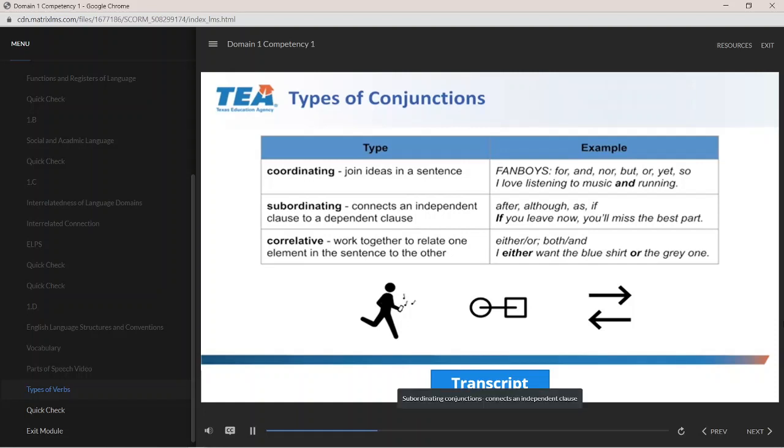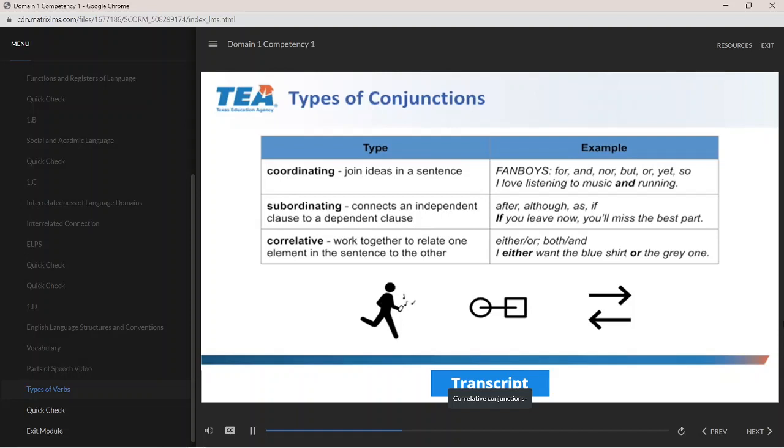Subordinating conjunctions connect an independent clause to a dependent clause. Examples include the words after, although, as, and if. If is the subordinating conjunction in the sentence, if you leave now, you'll miss the best part.